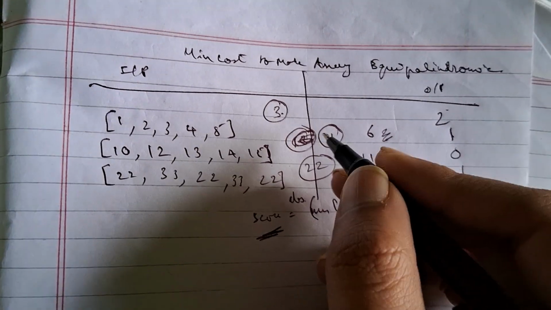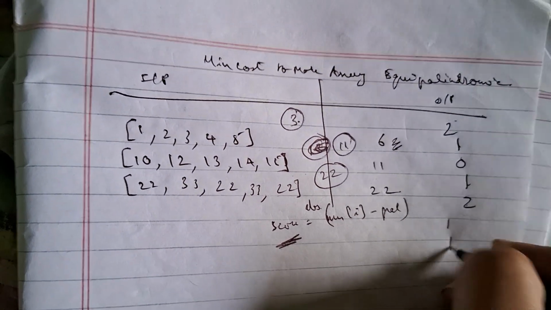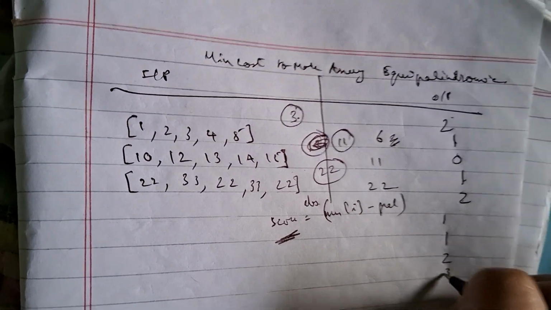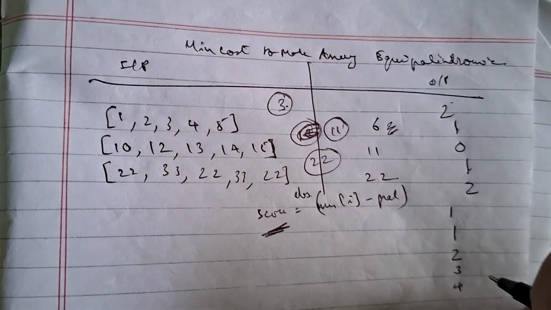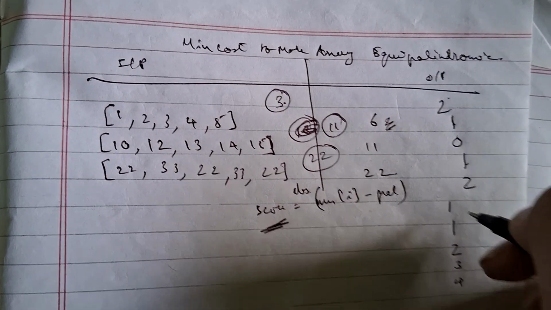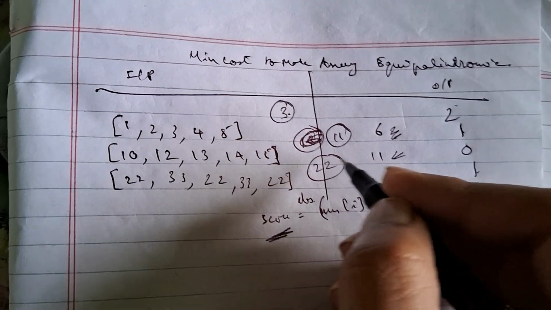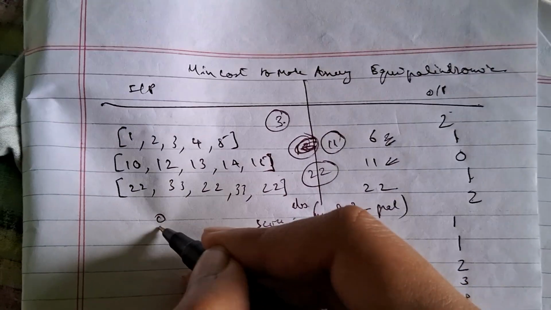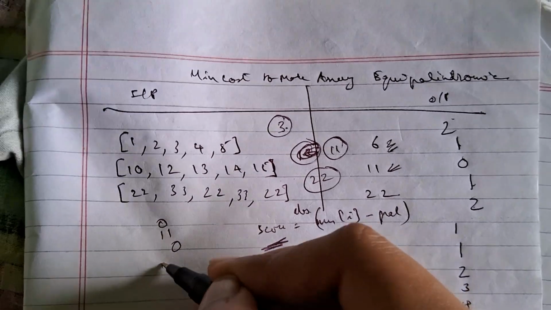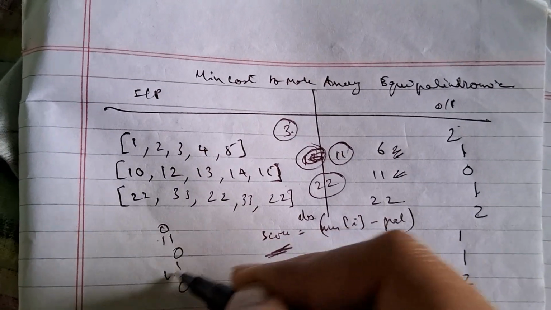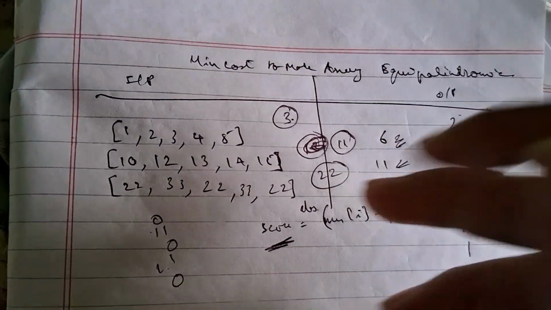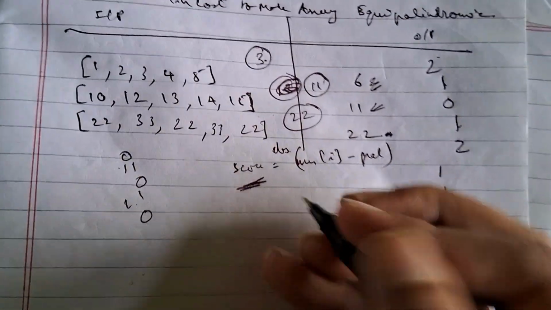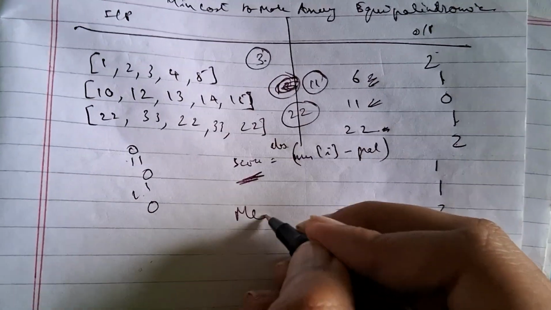For this 11, 10 minus 11 is 1, 12 minus 11 is 1, 13 minus 11 is 2, 14 minus 11 is 3, 15 minus 11 is 4. So 1, 1, 2, 3, 4 gives us 11. And for this 22, 22 minus 22 is 0, this is 11, this is 0 again, this is 11 and this is 0 again. So 11 plus 11 is 22. You get it? Now the most important thing, the logic behind this, is you have to find the median.